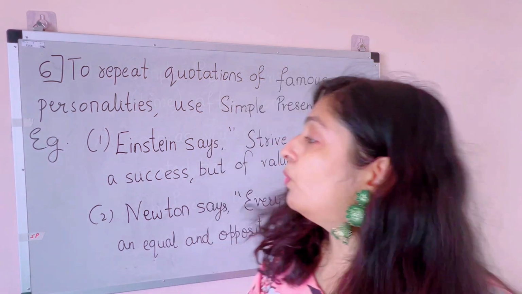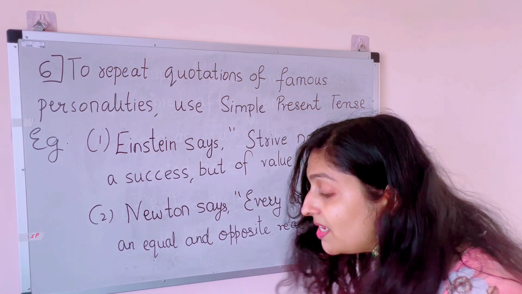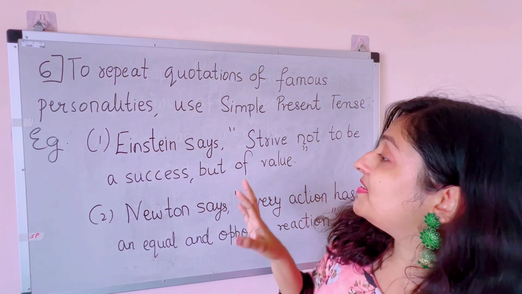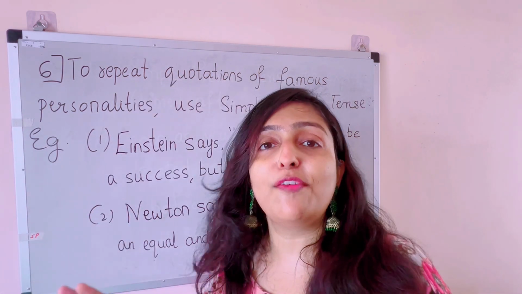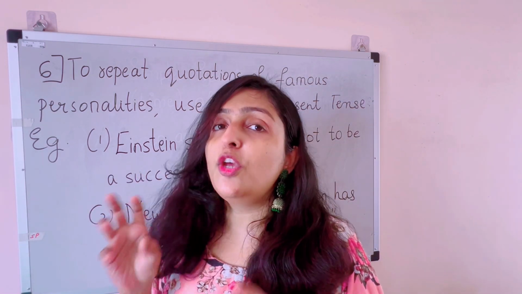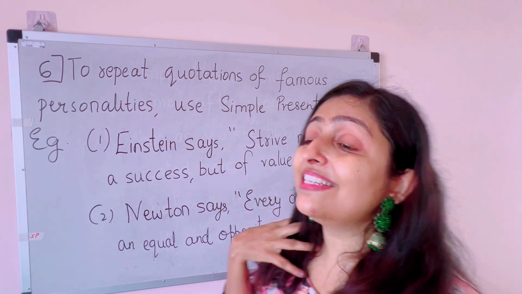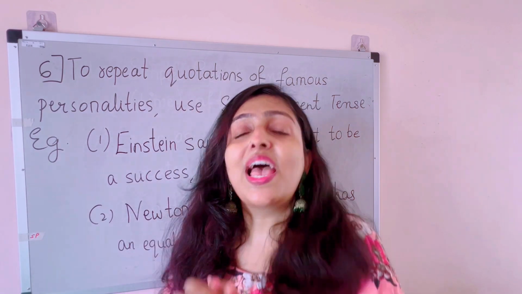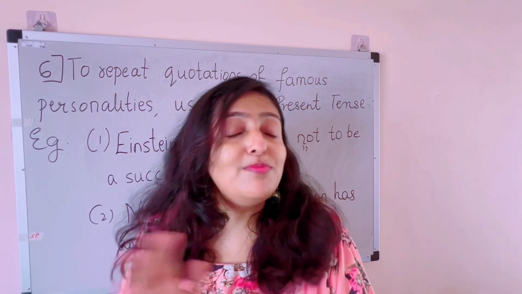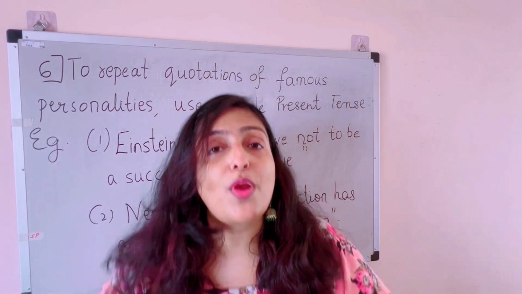Let's look at example 1. Einstein says, strive not to be a success but to be of value. This famous personality says that we should not strive for success. We should be people of some substance, some essence, of some valuable significance. Now, why do we use simple present tense here? Because I am repeating what this personality has said. I'm just repeating it. I'm a repeater and I stand in the present moment.